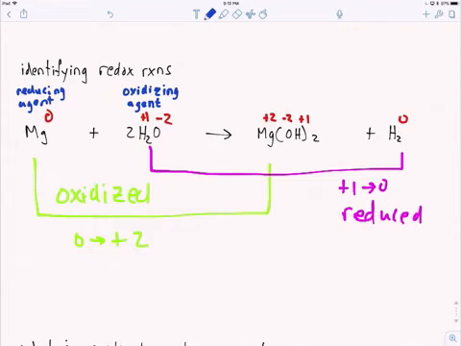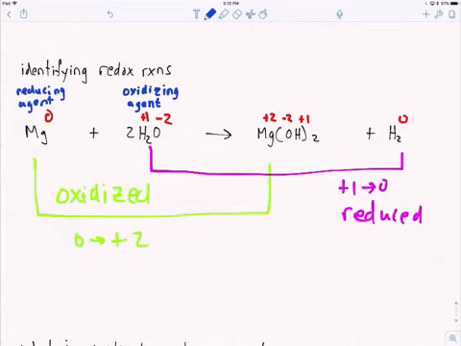Magnesium is a free element, it's 0. Hydrogen +1, oxygen -2 in water. Magnesium now goes to +2. It's an alkaline earth. It's a compound, so that's +2. Oxygen still -2, hydrogen +1. Now hydrogen gas, it's a free element, so the oxidation state is 0.